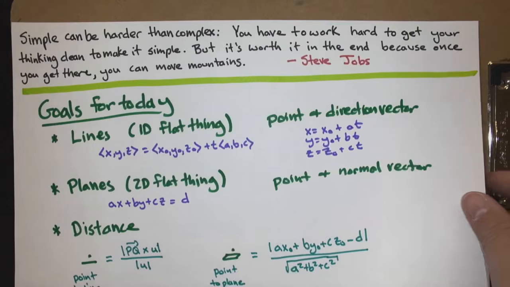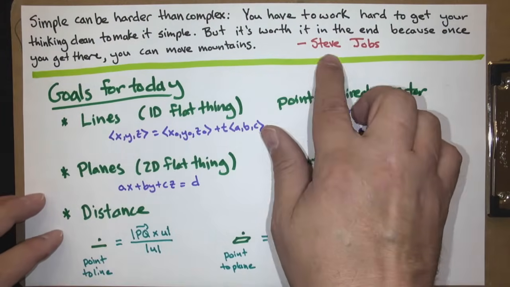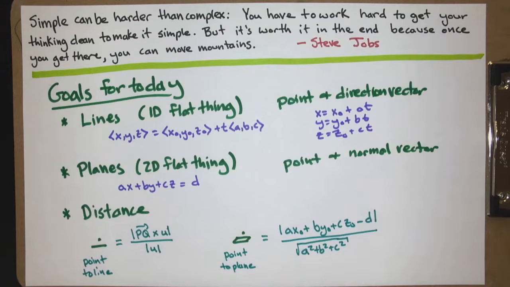All right, so, thought for the day. Steve Jobs, no relation. Not all Steves are related to each other. He said the following: simple can be harder than complex. You have to work hard to get your thinking clean to make it simple. But it's worth it in the end. Because once you get there, you can move mountains. And today, our goal is flat things. Simple things.